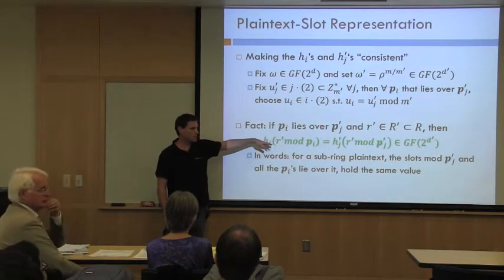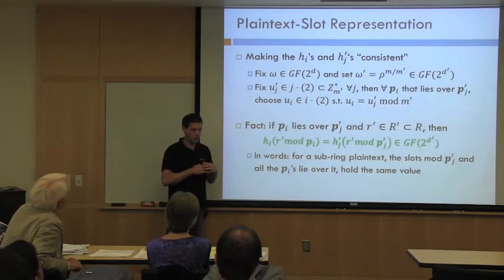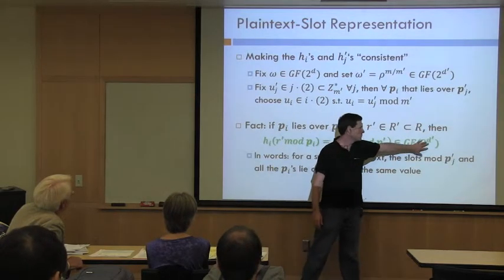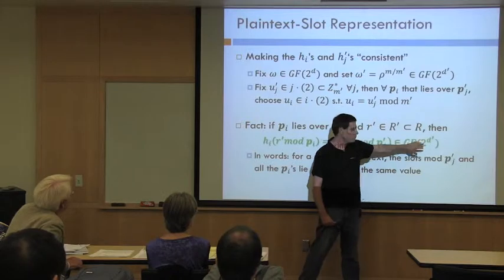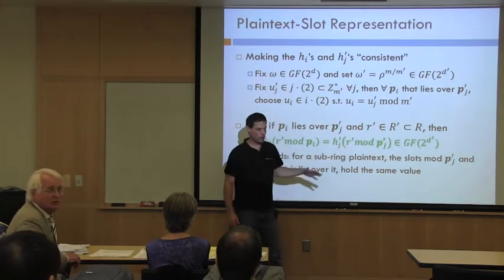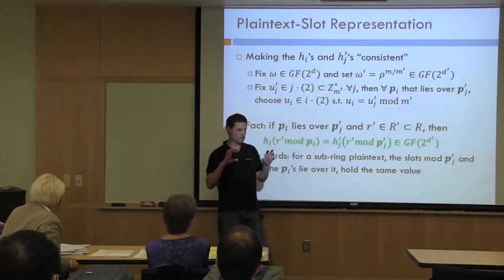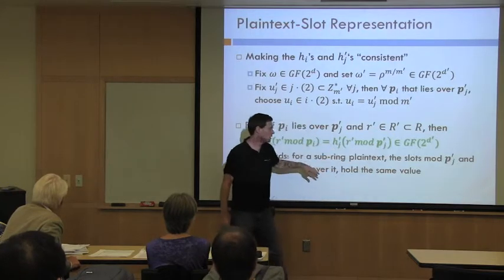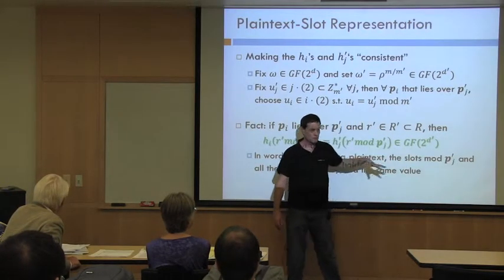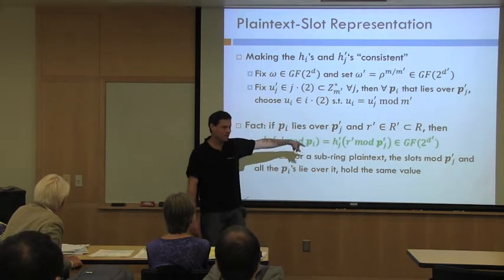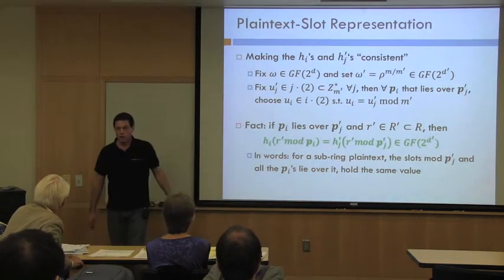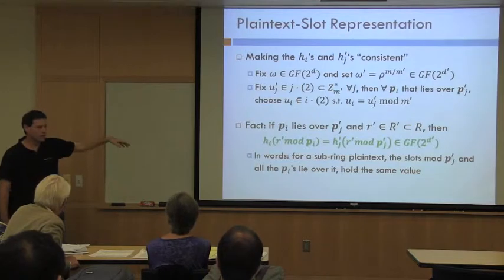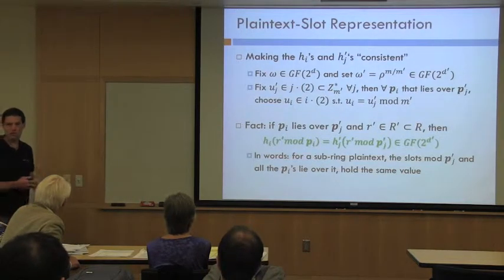If my native plaintext happens to be in the small ring, then modulo p_j prime, it is an element of GF2 to the d prime. Now if I look at the same element and I think about it in the big ring, I want all the slots that lie over this j slot to contain the same element of GF2 to the D. I want the constant to remain a constant and to remain the same constant. That's what I want. And that's what this messy and detailed particular choice of isomorphisms gives you.